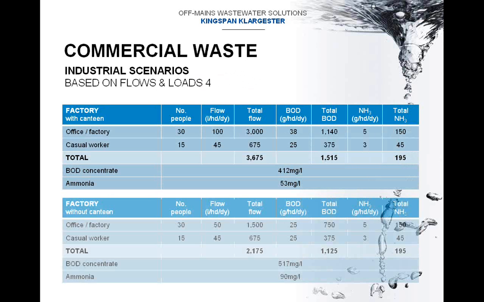Again, commercial waste on some industrial scenarios. We're again looking at an office or factory. Workers will be 100 litres a day, with the casual workers on 45 litres per person per day. BOD levels again set at 38 or 25 grams per head per day respectively.